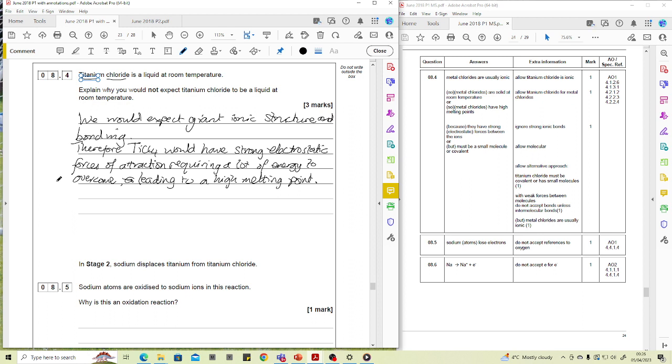So just say what is actually happening as well. So if it is a liquid, this suggests simple covalent substance with weak intermolecular forces.